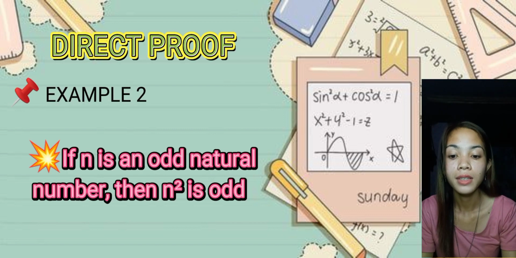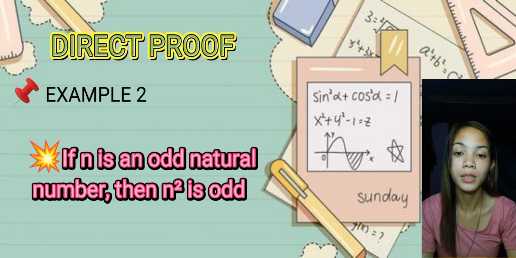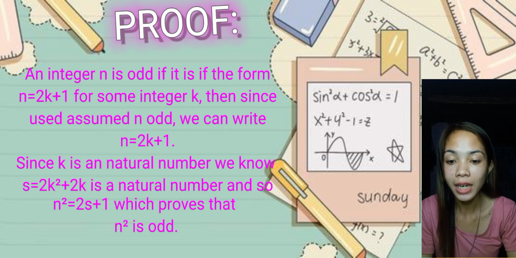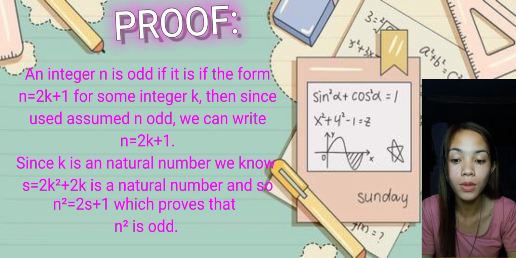Example number 2. If n is an odd natural number, then n squared is odd. Proof. An integer n is called odd if it is of the form n is equal to 2k plus 1 for some integer k. Since we assume n is odd, we can write n is equal to 2k plus 1. Since k is a natural number, we know that s is equal to 2k squared plus 2k is a natural number. So, n squared is equal to 2s plus 1, which proves that n squared is odd.